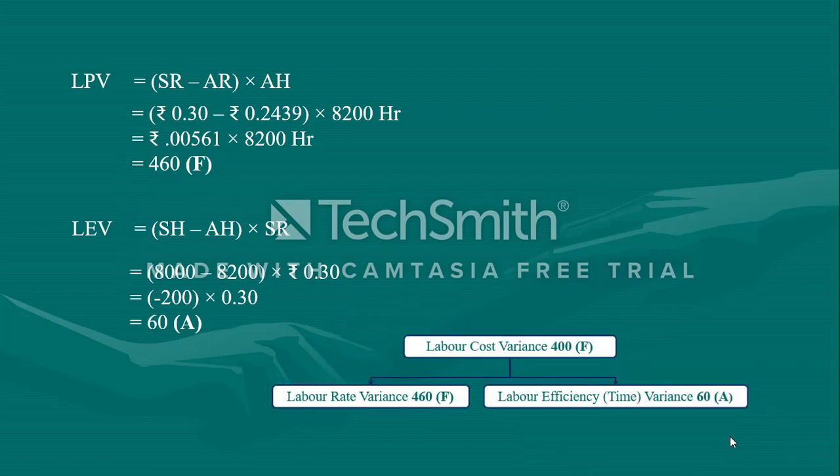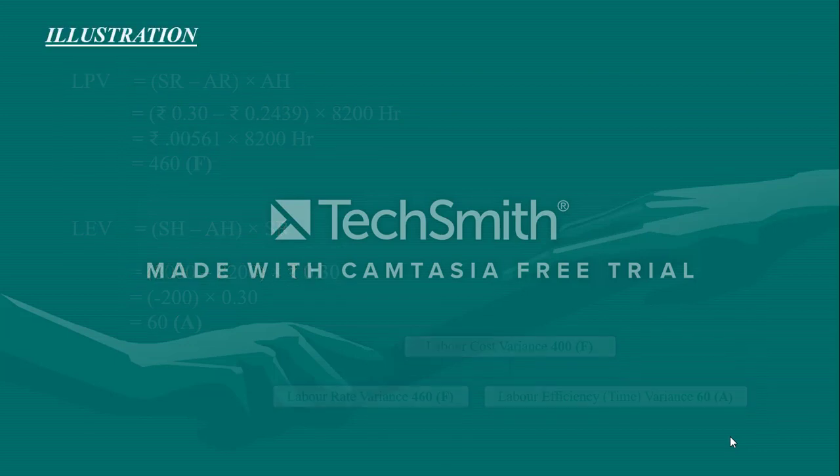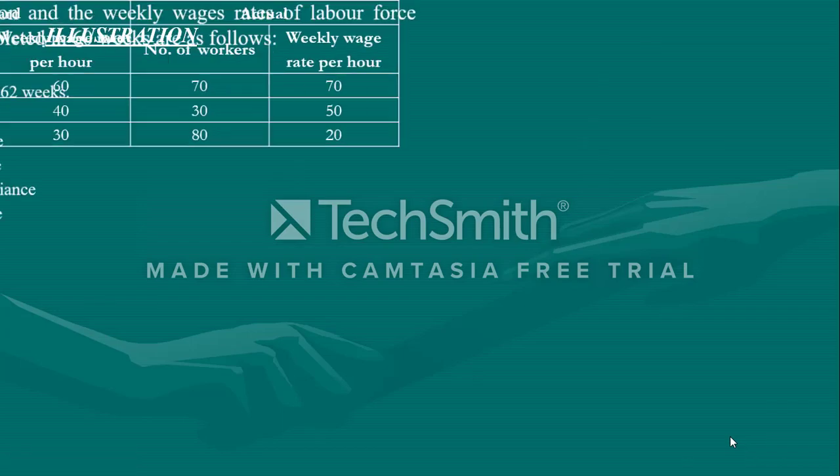So next, see the labor cost variance is rupees 400 favorable, labor rate variance is 460 favorable, labor efficiency variance is 60 rupees adverse. So next, another problem is like this.